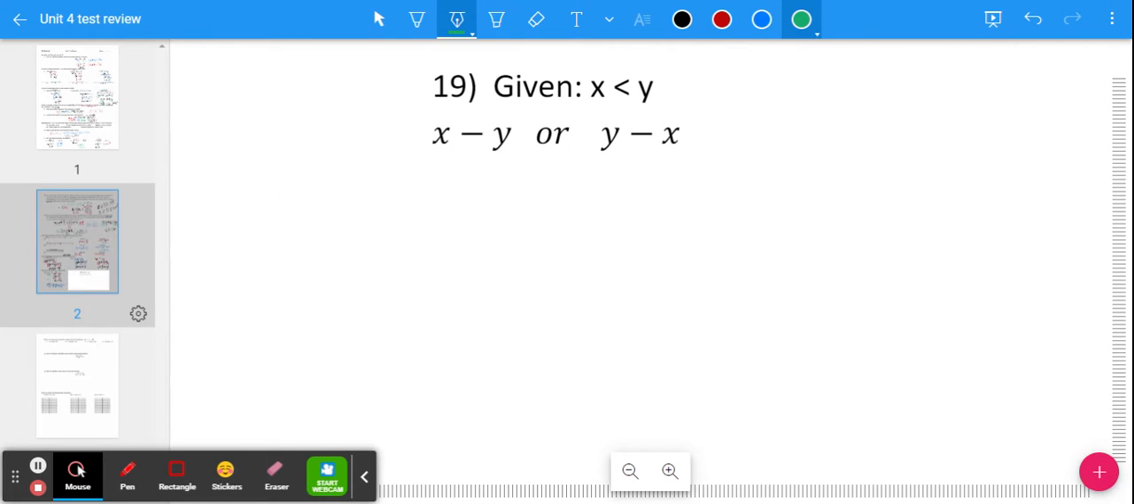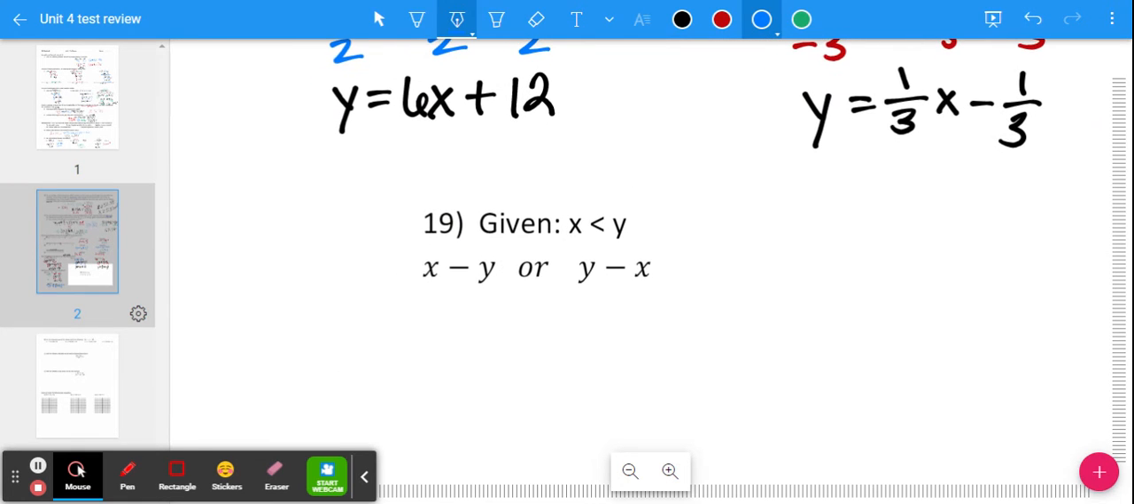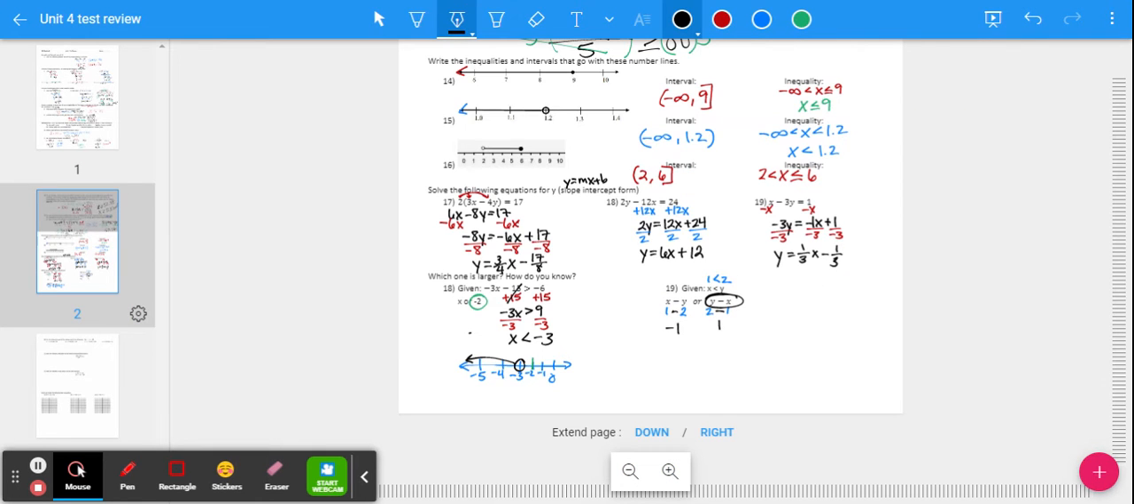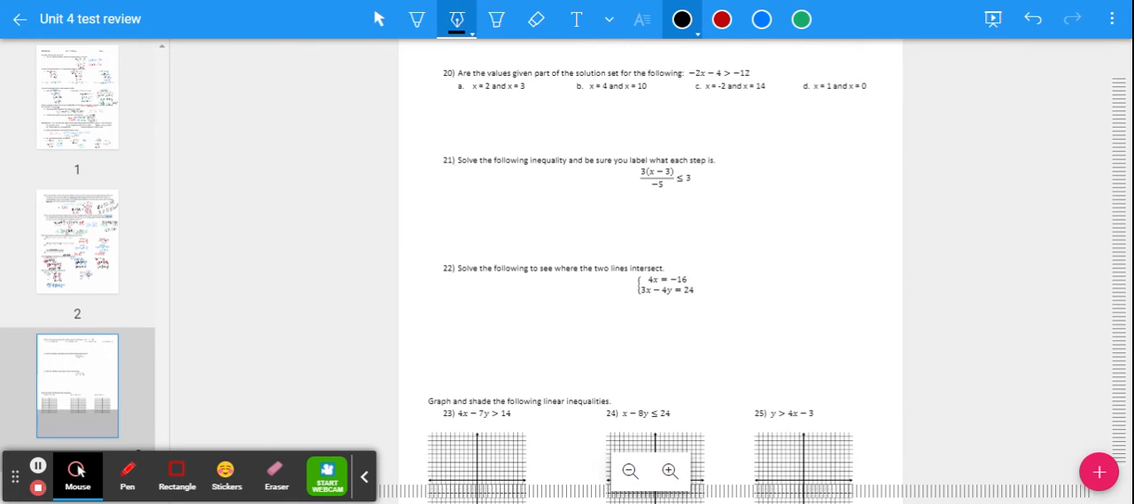So on this one, it says, given x is less than y, which one's greater, x minus y or y minus x? The easiest way to do this is to pick two numbers. So I'm going to say that x is 1 and y is 2, because 1 is less than 2. So if x is 1 and y is 2, now I can evaluate for which one is the greater value. So 1 minus 2 makes -1, and 2 minus 1 makes +1, which means that this represents a greater quantity. On to the last page.